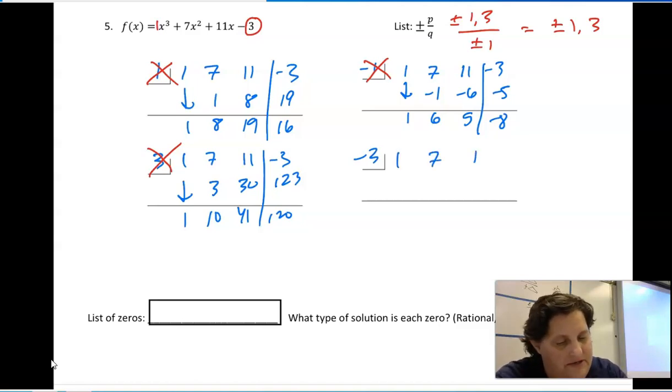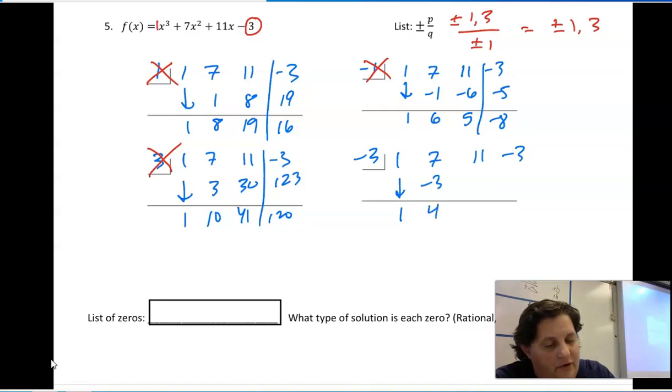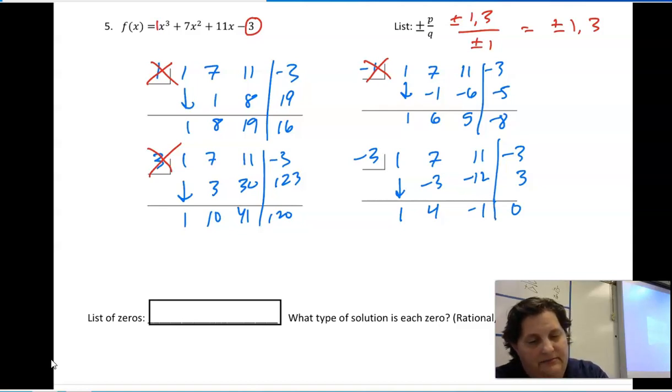So I'm really hoping that negative 3 works because, if it doesn't, there's really no way to solve this, because I've already gone through all of my possibilities. Okay, 1 times negative 3 is negative 3. That's 4. 4 times negative 3 is negative 12. When I subtract that, I get negative 1. Negative 1 times negative 3 is 3. Remainder of 0. Okay, so awesome. I got my first solution.